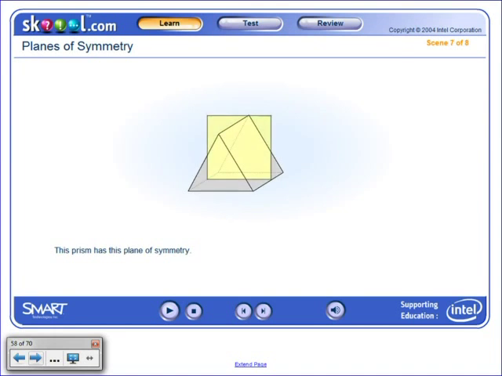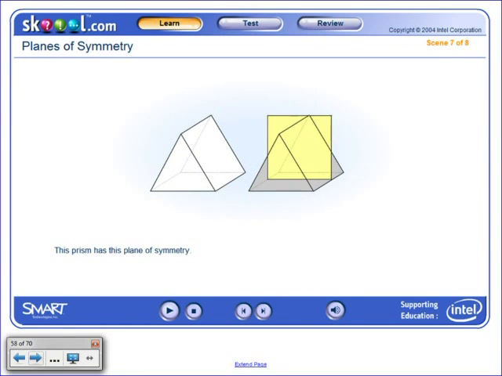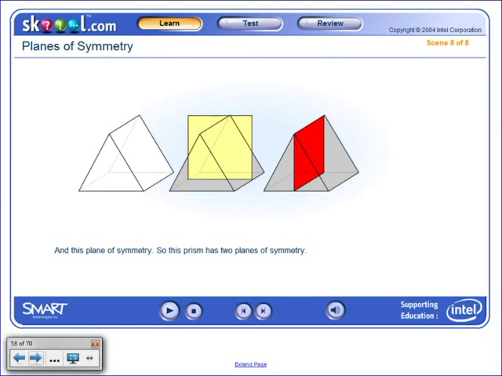This prism has this plane of symmetry and this plane of symmetry. Don't worry too much about the prism. So this prism has 2 planes of symmetry.